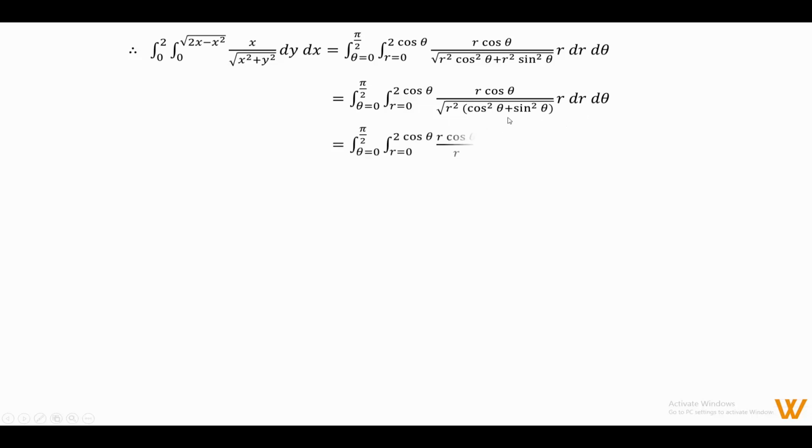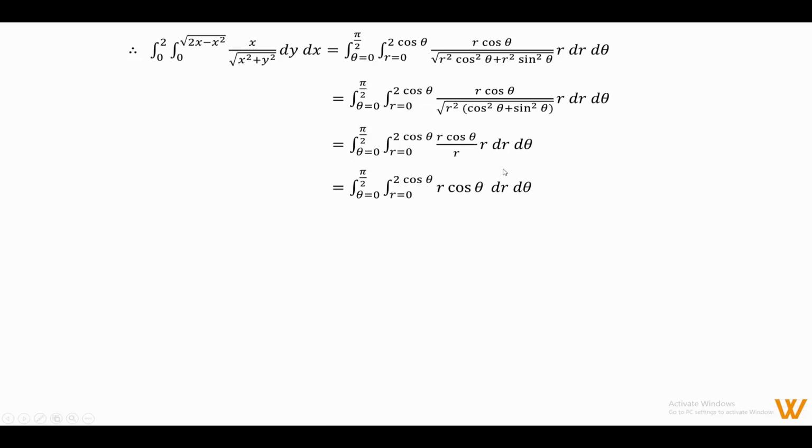Now we know cos²θ + sin²θ is 1, so here remains only the square root of r². The square root of r² means r only, and then this r and r cancel, so there remains only the integral with θ from 0 to π/2, and r from 0 to 2 cos θ, of r cos θ dr dθ.